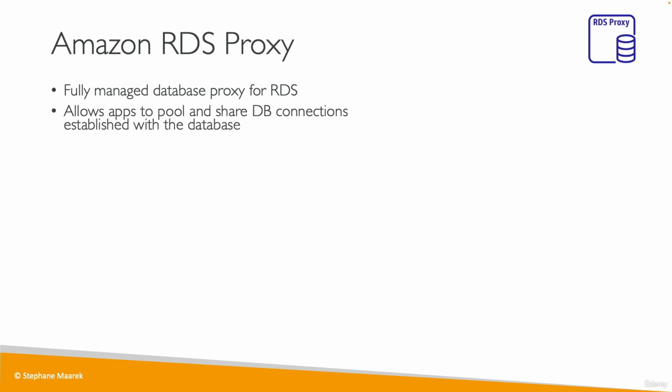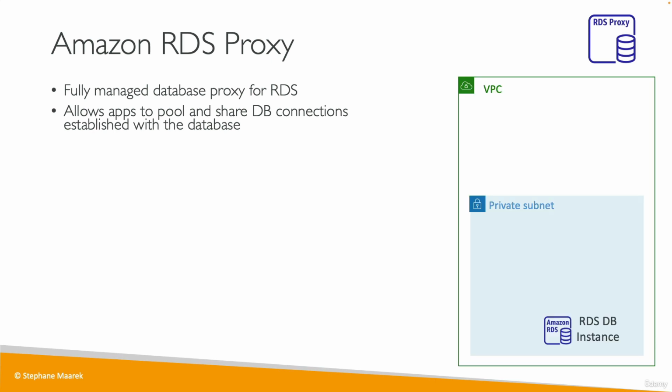Well, if you use an Amazon RDS Proxy, this will allow your application to pool and share the database connections established with the database. So instead of having every single application connect to your RDS database instance, they will be connecting to the proxy, and the proxy will pool these connections together into fewer connections to the RDS database instance.